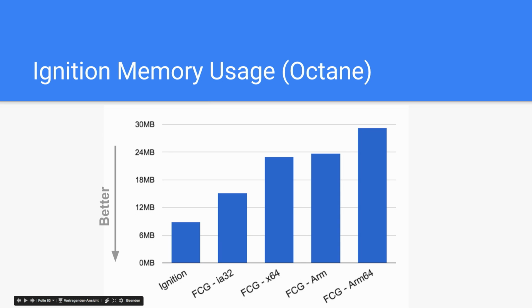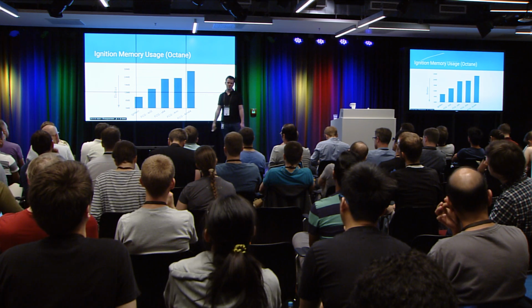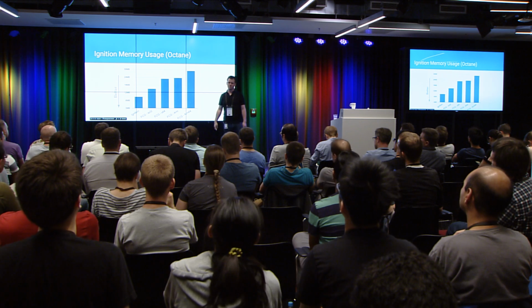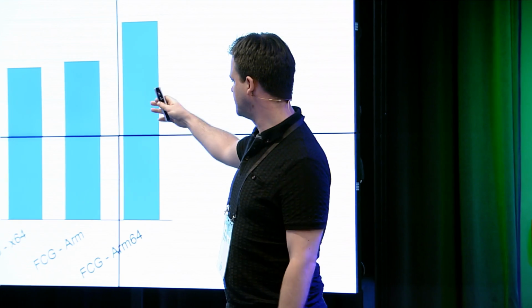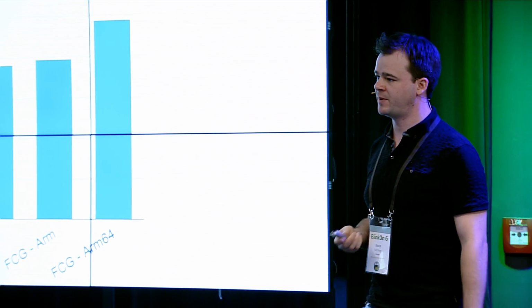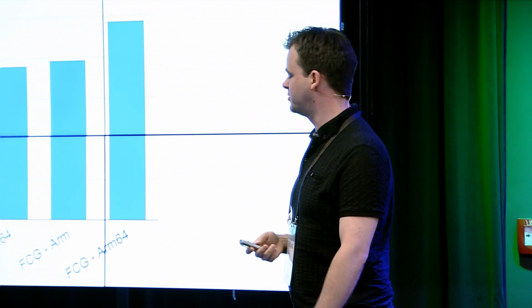So this is the amount of code generated for Octane for Ignition versus full codegen on each of the main architectures that we look at. So, of course, the machine code for full codegen depends on that architecture. So you can see the bytecode is anywhere between 2 to 4 times smaller than the machine code generated by full codegen.